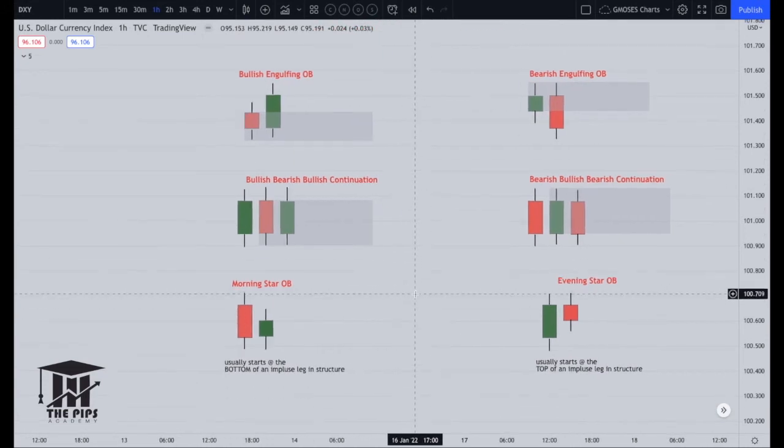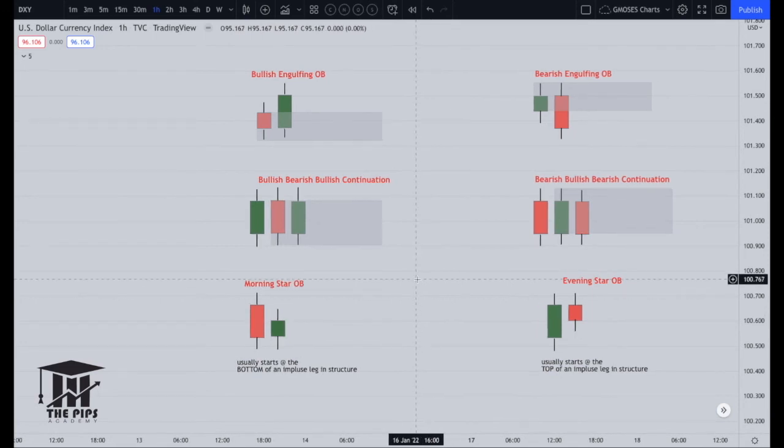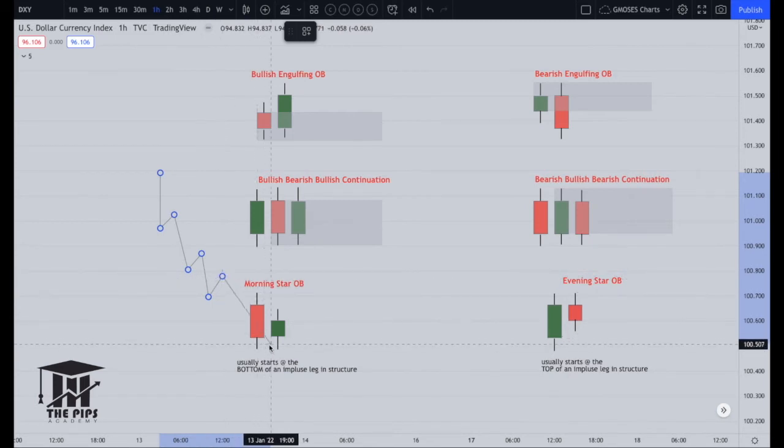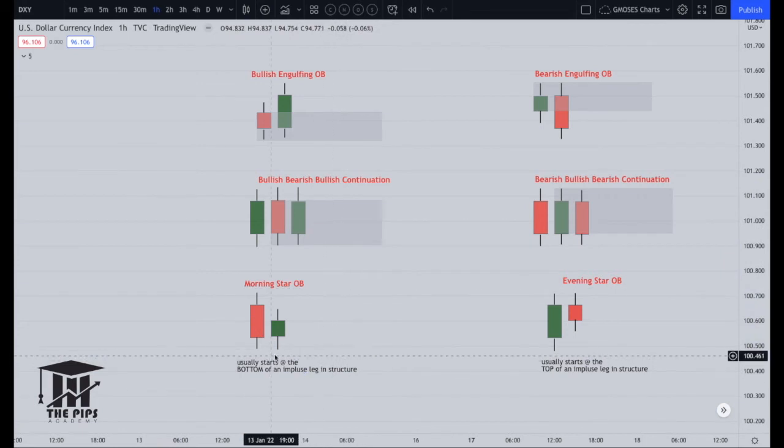Now, these particular patterns here, the morning star order block and the evening star order block, they're a little bit different to notate, but usually it starts at the bottom of an impulse leg of structure. So for example, let's just say if price was coming down and it came down here, and then it's at the bottom of this structure. You notice that this structure is going up. So that's how you would actually find this.